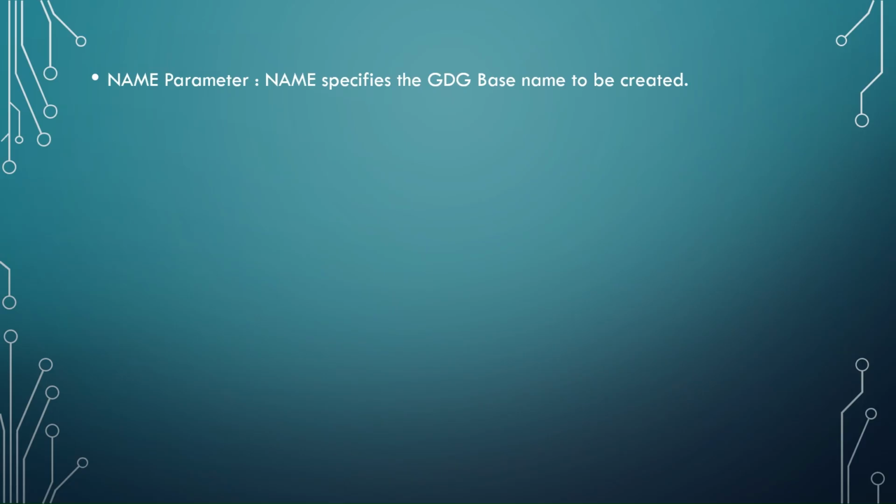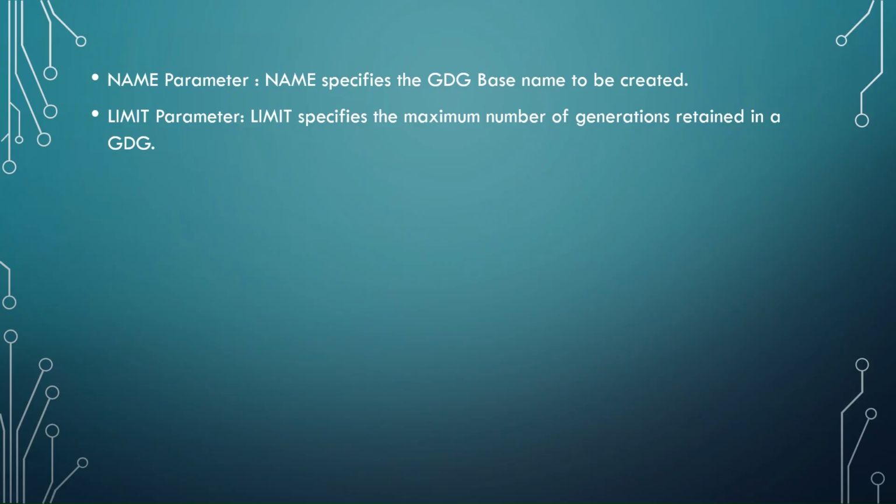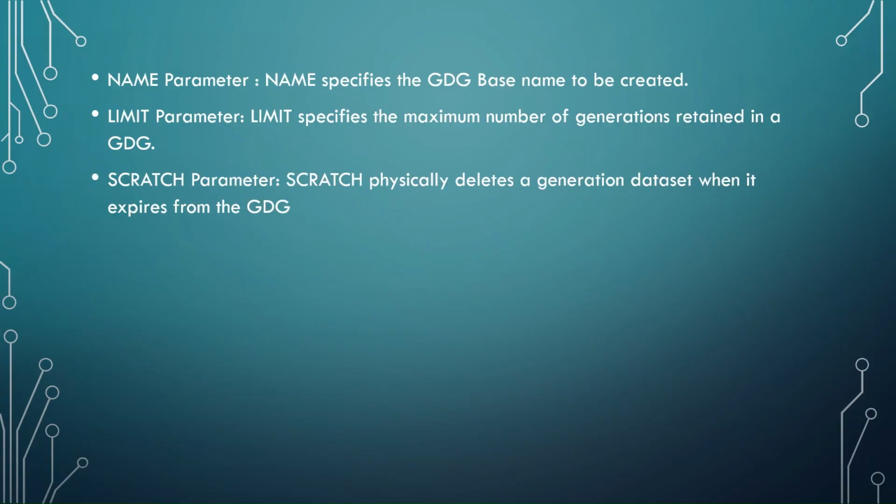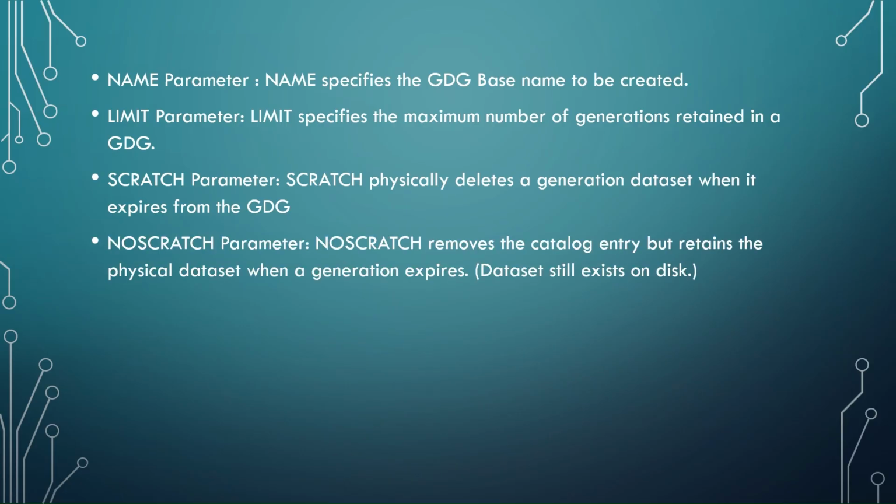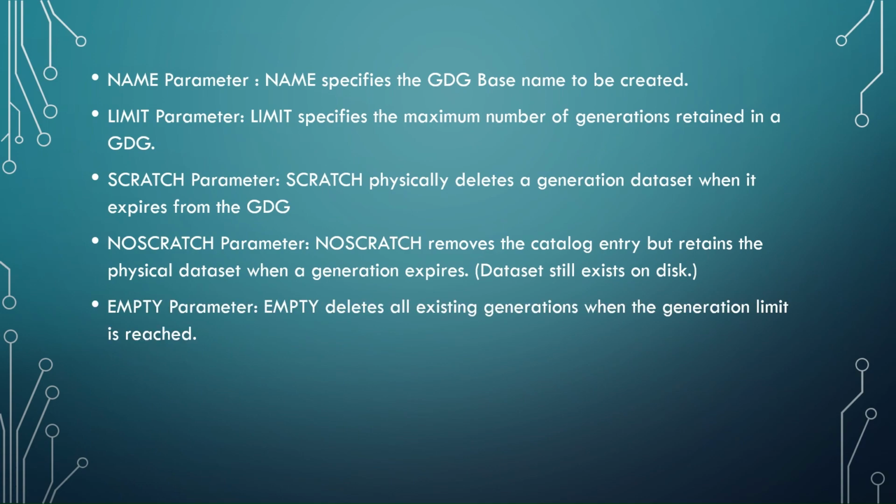Okay, now let's understand the important parameters we used in this syntax. Name specifies the name of the GDG base that needs to be created. Limit parameter specifies the maximum number of generations retained in a GDG. Scratch physically deletes expired datasets from disk. No scratch parameter removes only the catalog entry while keeping the dataset on storage.